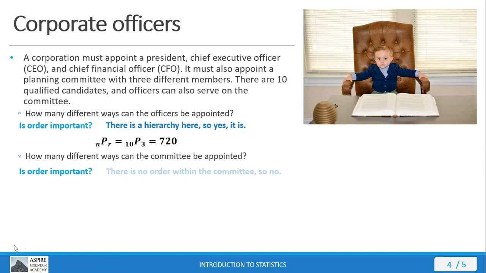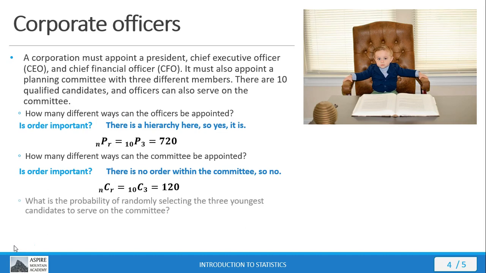Well, for the committee, the order is not important. There's no hierarchy within the committee. If you're on the committee, you're just on the committee, okay? So there's no order within the committee. That means order is not important, so now we're going to calculate using combinations. Again, we use the same numbers, the 10 and the 3, and out comes 120. You can see you're always going to have fewer combinations than permutations for the same problem.